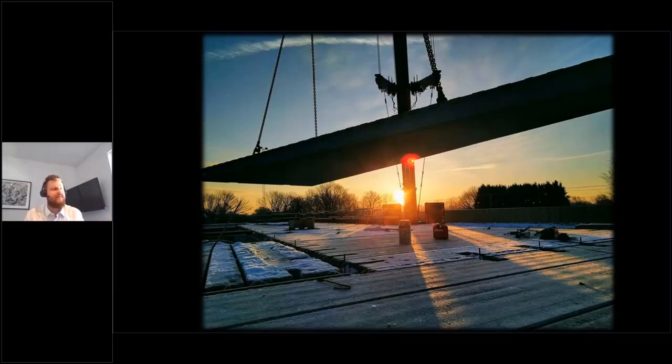And I'll just end up here with this beautiful picture of a sun rising over some Hollowcore elements. Yeah, that's it.